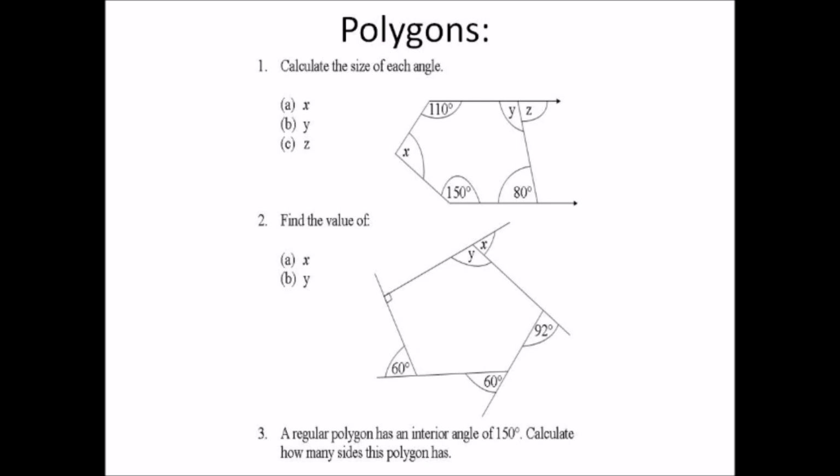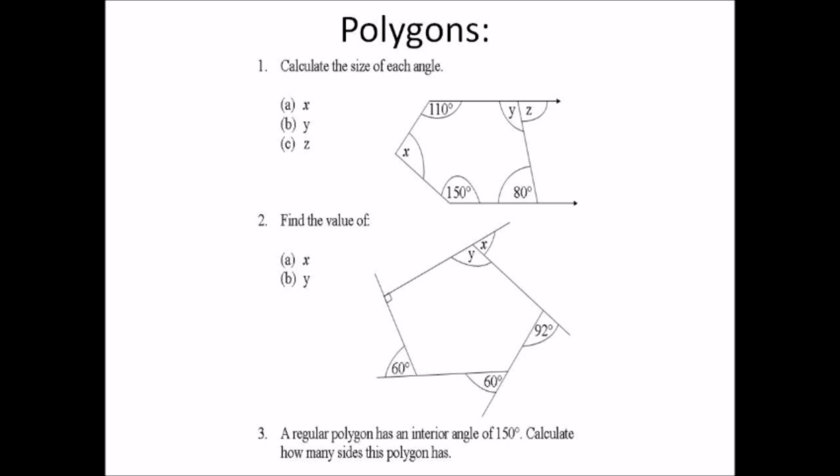Again, you're using the numbers they're giving you. Look at the numbers and calculate the angles x, y, and z for number 1. Number 2, find the value of x and y in that one, and they gave you some numbers. Calculate x and y. And number 3, a regular polygon has an interior angle of 150 degrees. Calculate how many sides this polygon has.